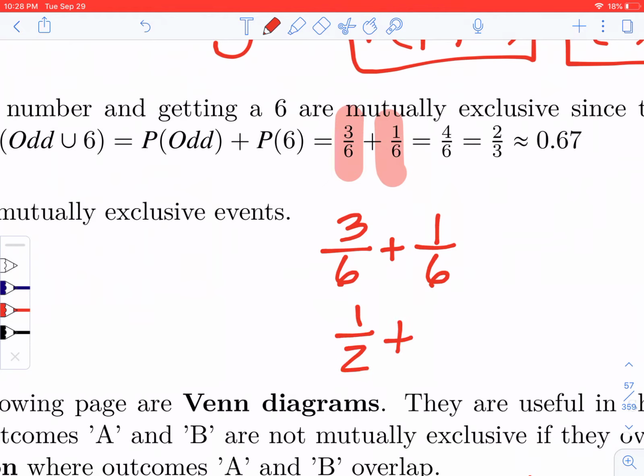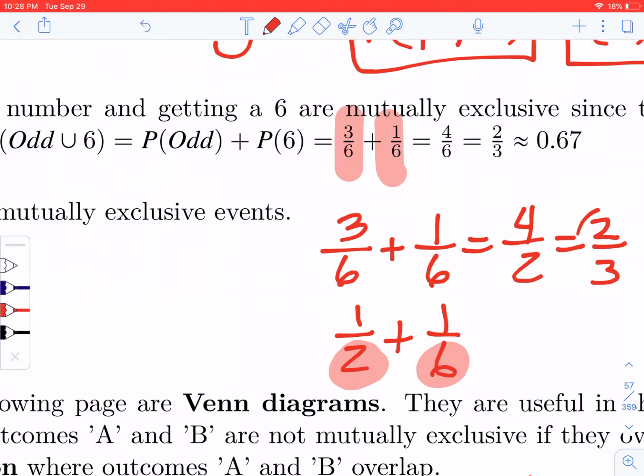By the way, don't reduce your ratios here, because with 1/2 plus 1/6 we don't have a common denominator. So leave them in the same form, 3/6 and 1/6. Leave them in the same denominators, unlike yesterday where we were multiplying these things together.